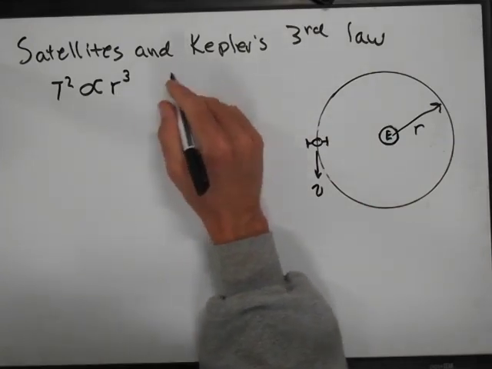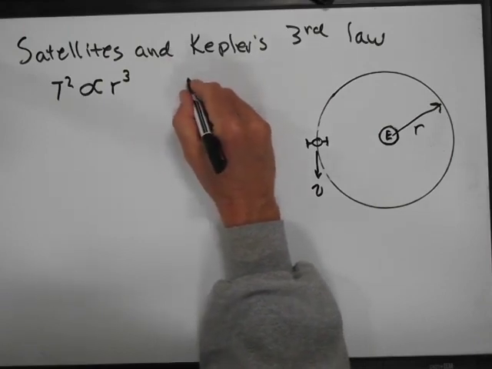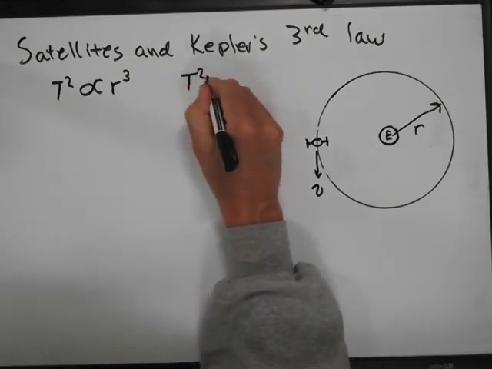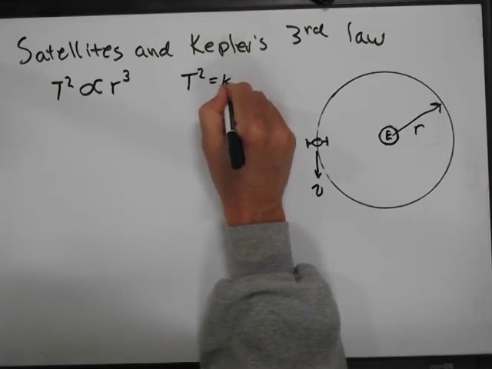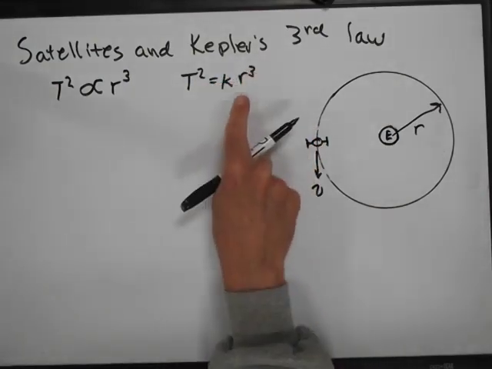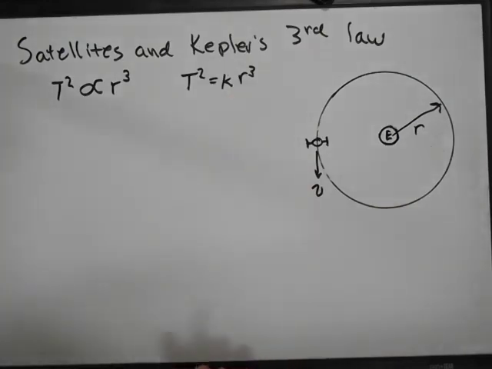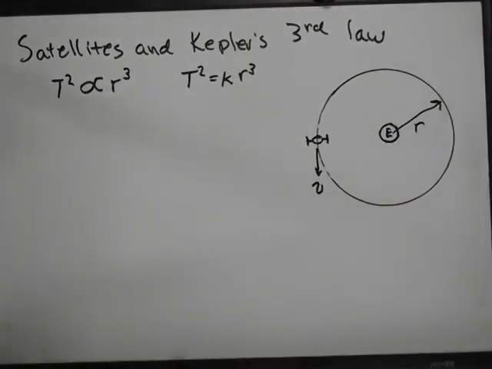You can turn a proportionality into an equation just by inserting a constant. So we say period squared is equal to some constant times the semi-major axis cubed. And since we're talking about circles, I'll be referring to that as the radius. We won't deal with the ellipses, really. The math is just a little too sophisticated, but it's not much harder once you build in the other math. We won't do that.